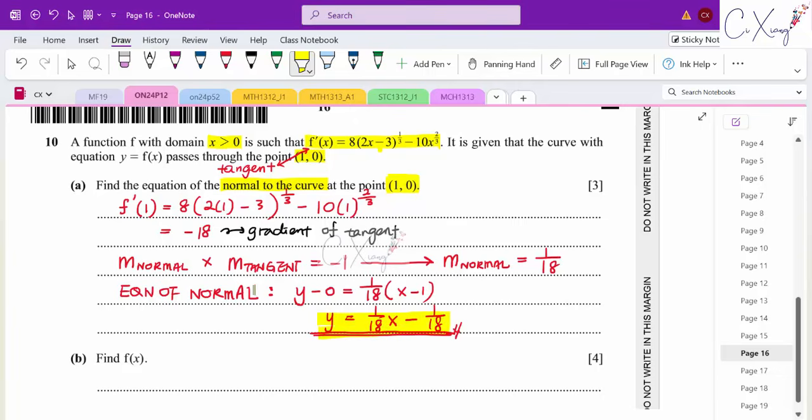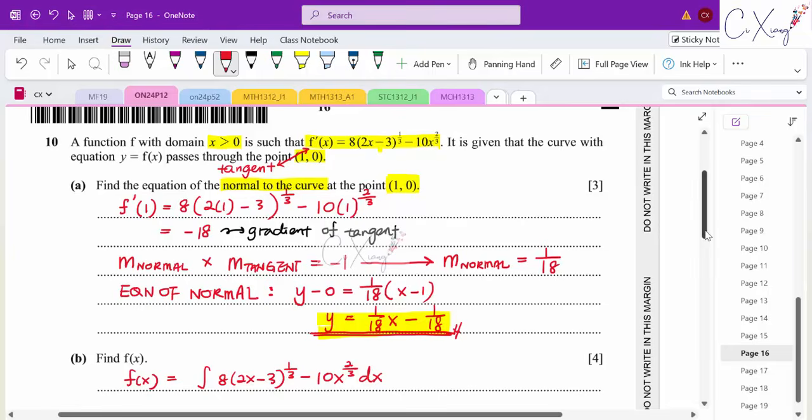Okay, then now let's continue to part number 2, part B. They want us to find the function fx. From f prime x to fx, basically we need integration. Alright, so we start the integration now. fx equals to the integration of the function f prime x. So this whole thing is the function f prime x, right?